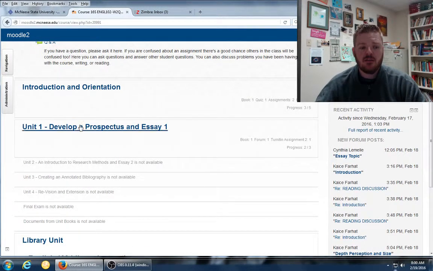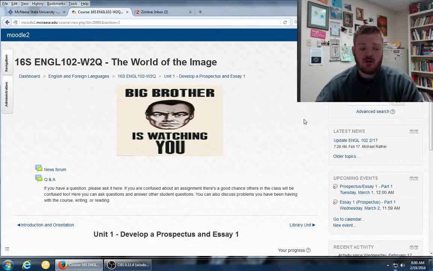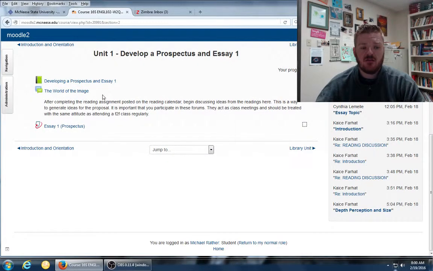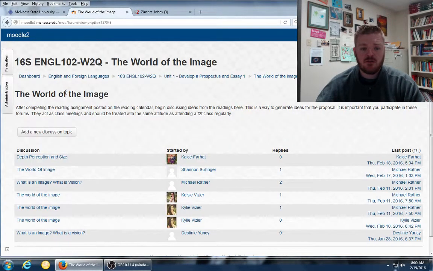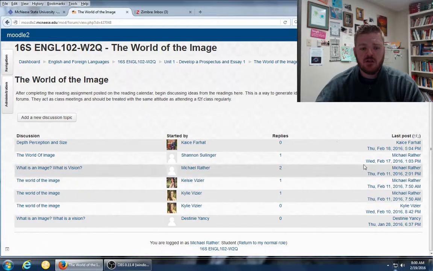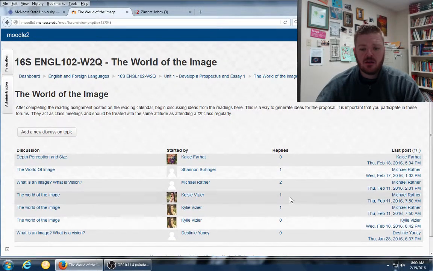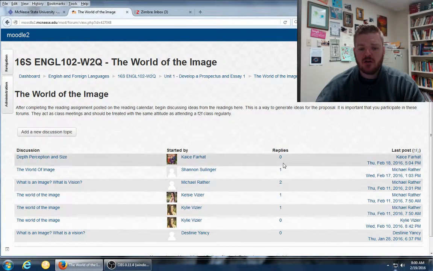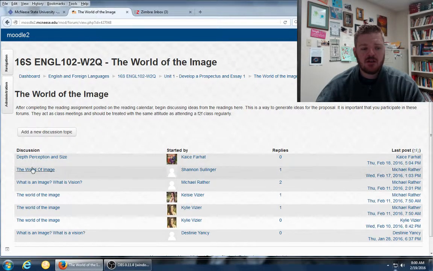But now in this Unit 1, this first unit that you should be working on, you have another forum called the World of the Image. I discussed this in the previous video. You can see here some students have already participated. This is what it should look like when you open it. And you can see your replies, or who's replied to each post, and some of these statements.